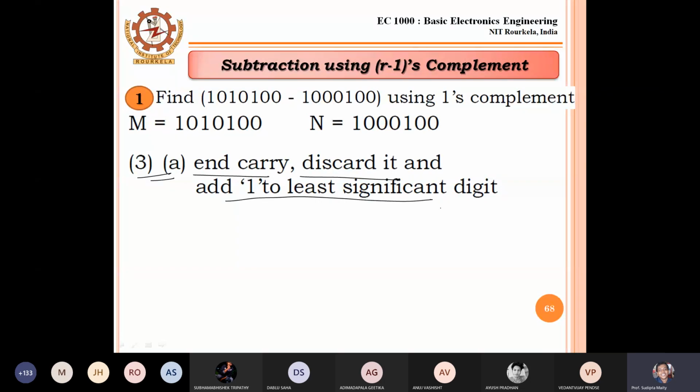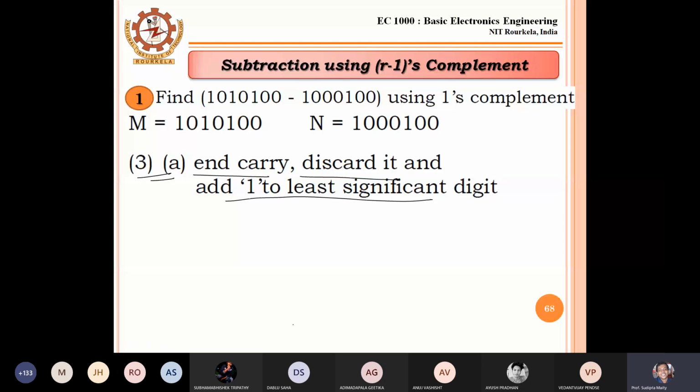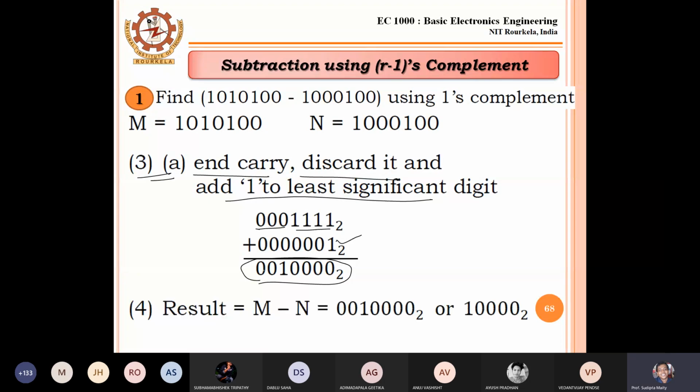Least significant digit means those last 7 digits. So 0000001, and we are adding 1 with the least significant digit. So you perform this, you get this data. Then what is the result? My result is this one, M minus N equal to this, or you can omit those two left-hand zeros. So simple, this one.